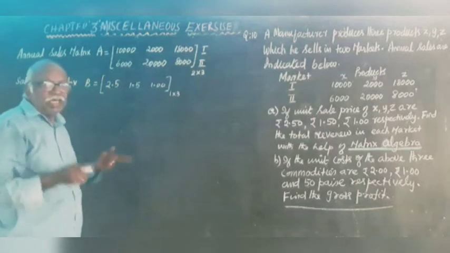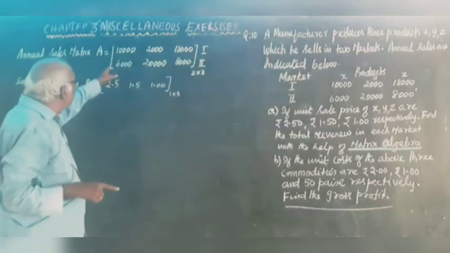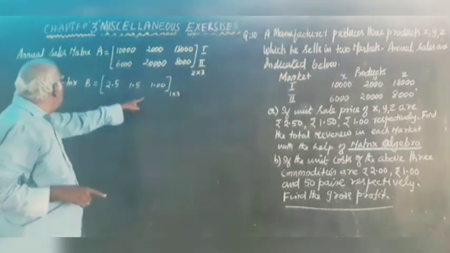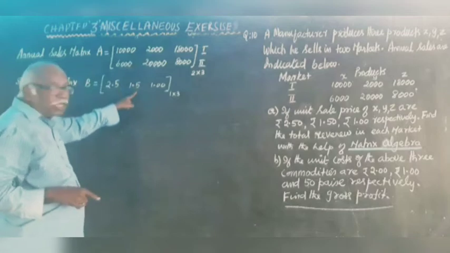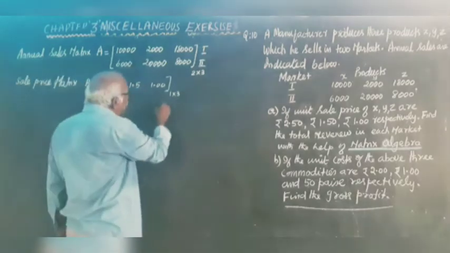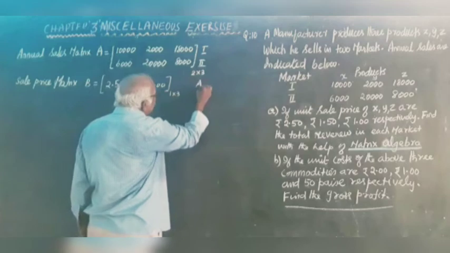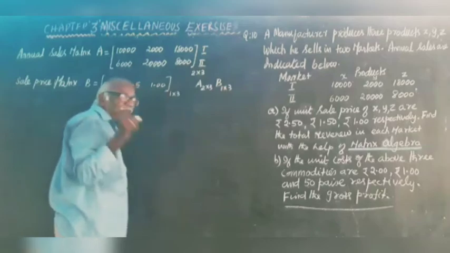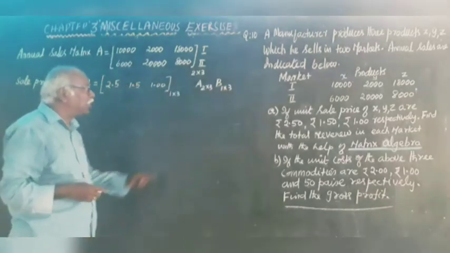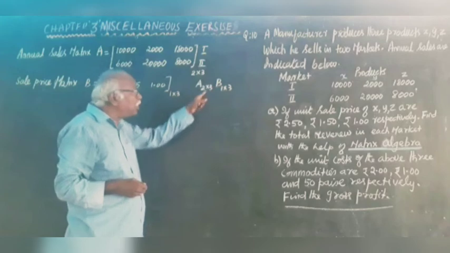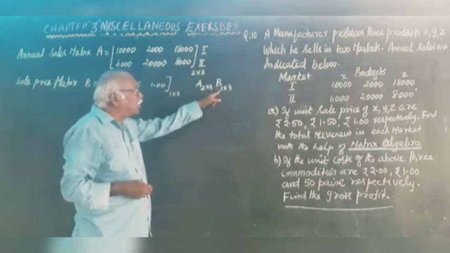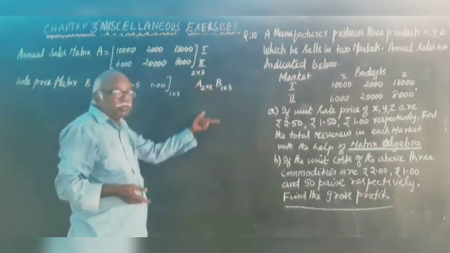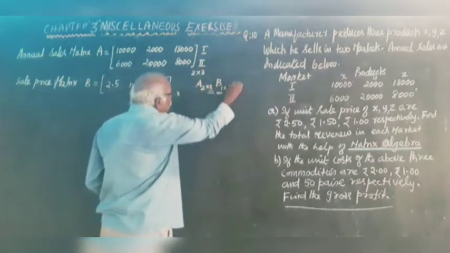To find revenue, we have to multiply the product matrix into the sale price matrix, and check whether it is possible or not. A is of order 2 by 3, B is of order 1 by 3. For two matrices to be conformable for multiplication, the number of columns in the first matrix must be equal to the number of rows in the second. But here it is not, so this is not possible.